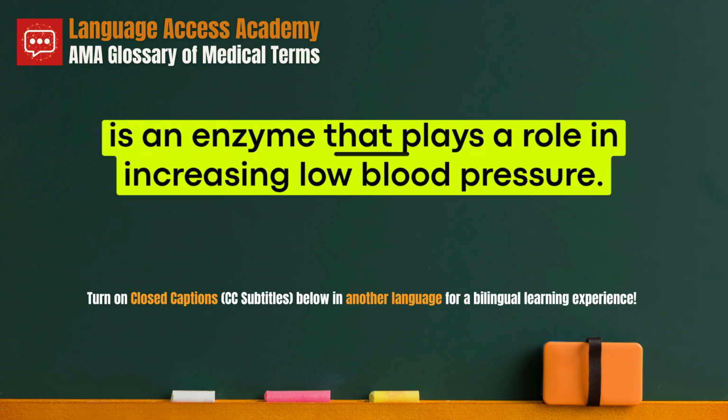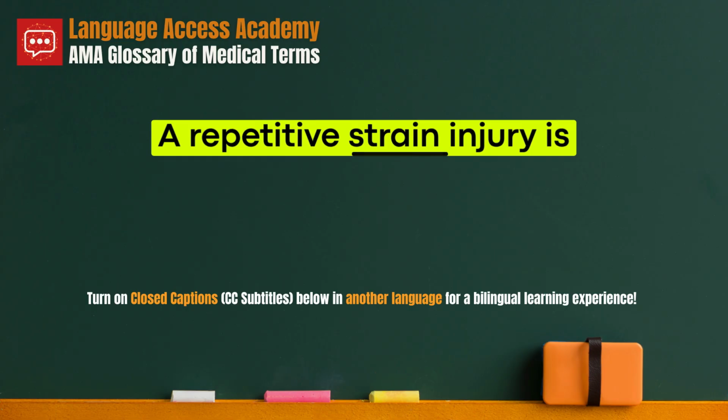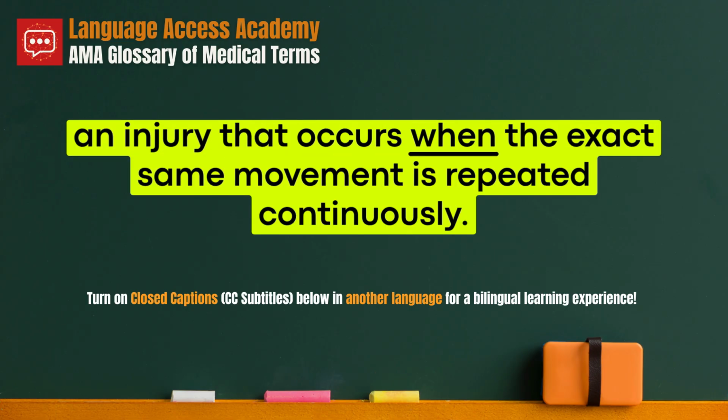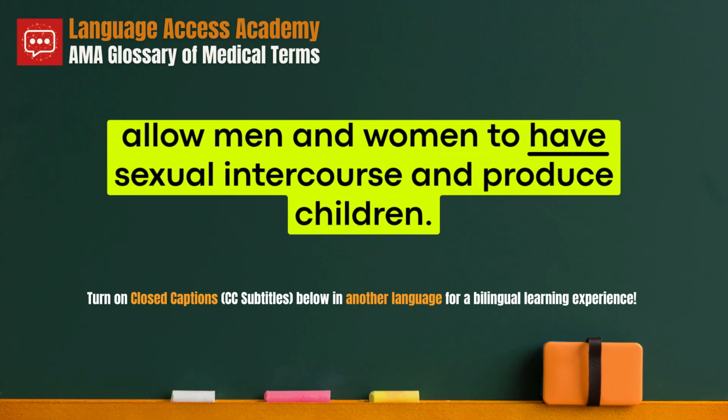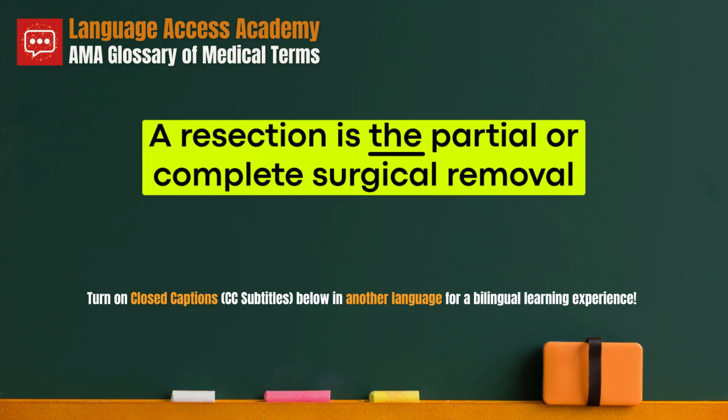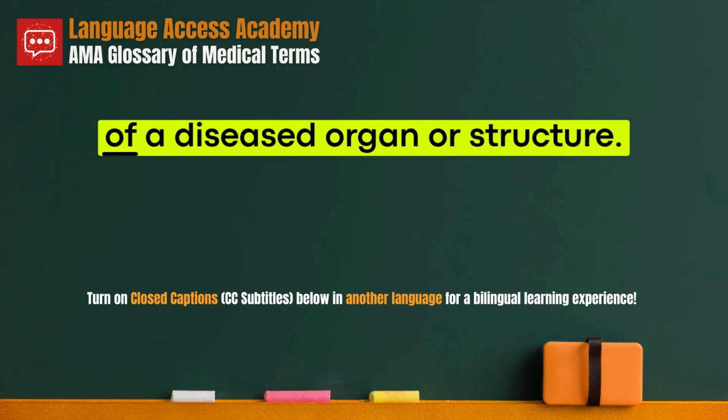Renin is an enzyme that plays a role in increasing low blood pressure. A repetitive strain injury is an injury that occurs when the exact same movement is repeated continuously. The reproductive system refers to the organs and structures that allow men and women to have sexual intercourse and produce children. A resection is the partial or complete surgical removal of a diseased organ or structure.